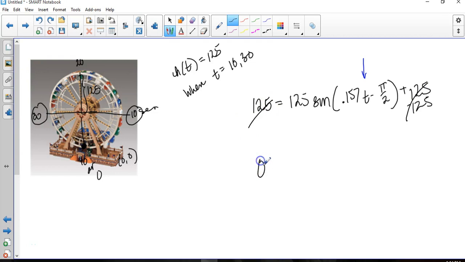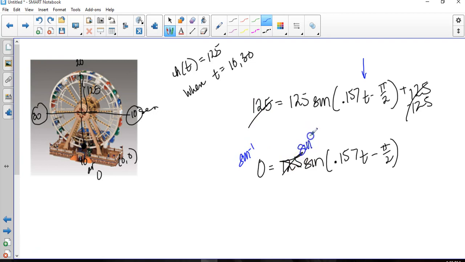So I get 0 equal to 125 sine 0.157t minus pi halves. Divide off the 125. Well, 0 divided by anything is 0, so basically that just goes away. And I have 0 equal to sine 0.157t minus pi halves. So now I need to do inverse sine of both sides. That's a 1, not a 2. It looks like a 2.